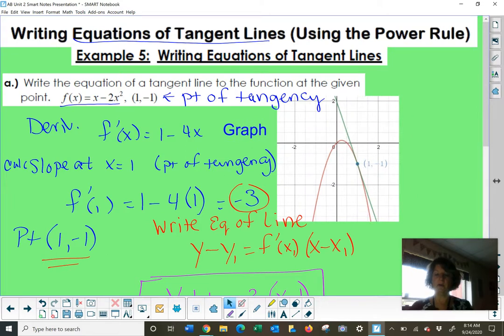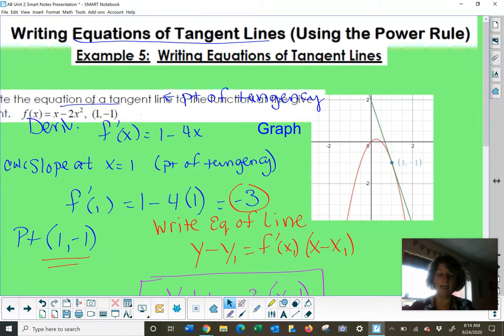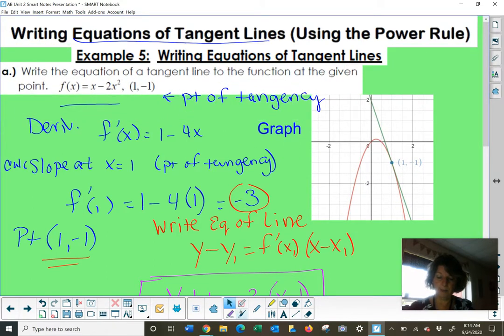Here's what the picture of the graph looks like. We had a parabola that was facing downwards. We can see that. And here's our point, 1, negative 1. And our green line is the equation of the tangent line. And it looks perfectly tangent.